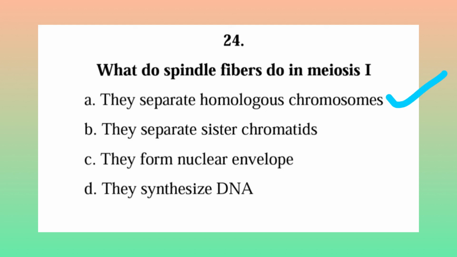They separate homologous chromosomes. Spindle fibers are proteinaceous structures, specifically microtubules, that are essential for the proper segregation of chromosomes during cell division. In meiosis 1, spindle fibers are crucial for separating homologous chromosomes, ensuring each daughter cell receives one chromosome from each pair.